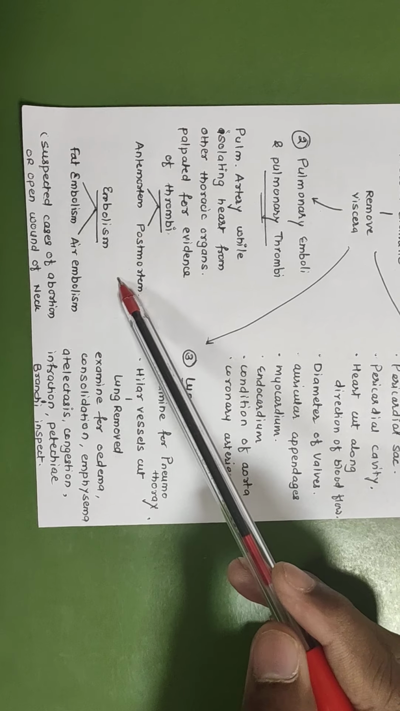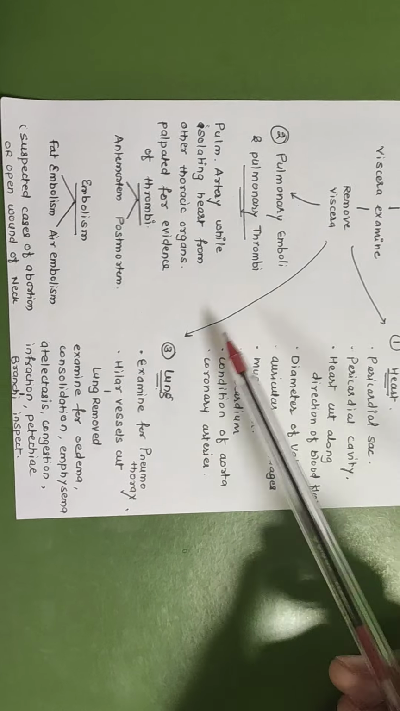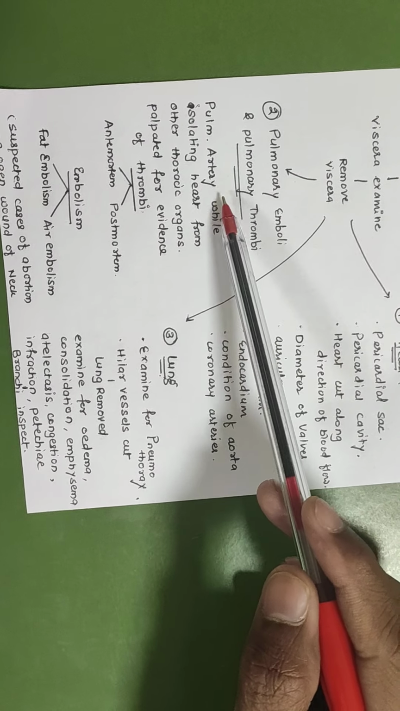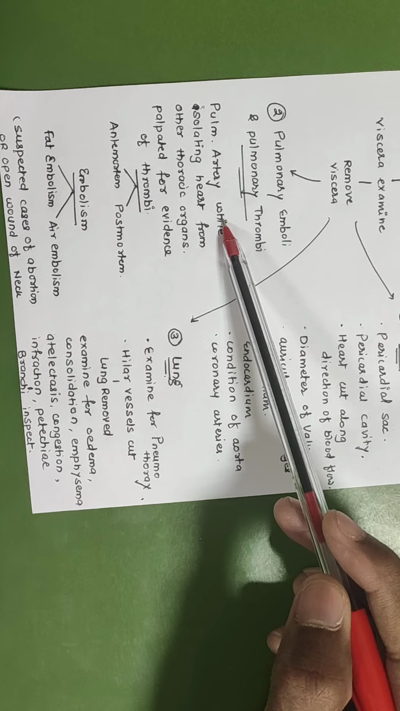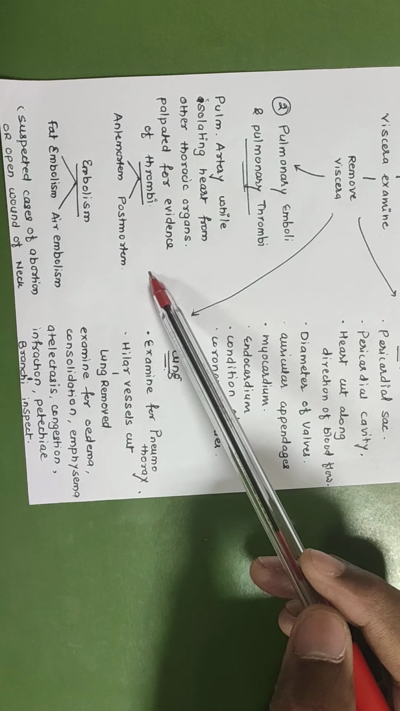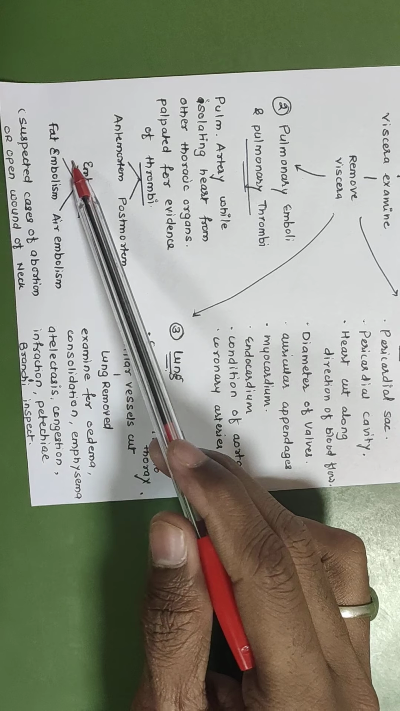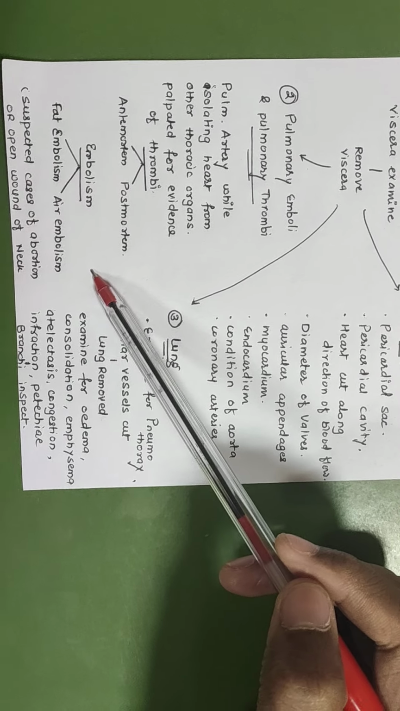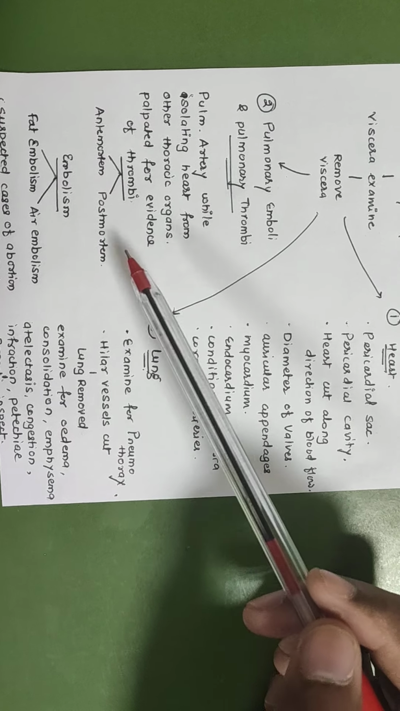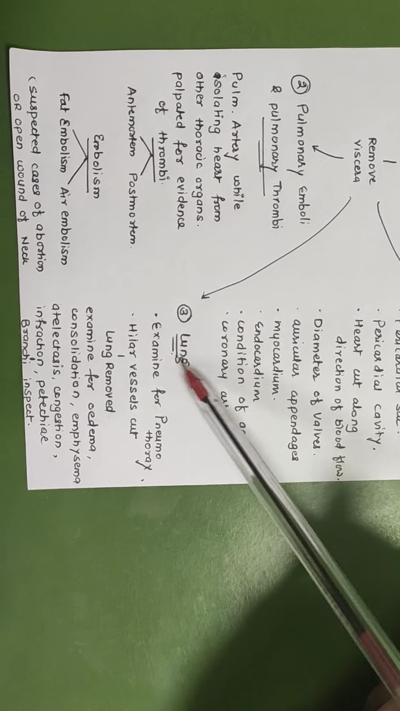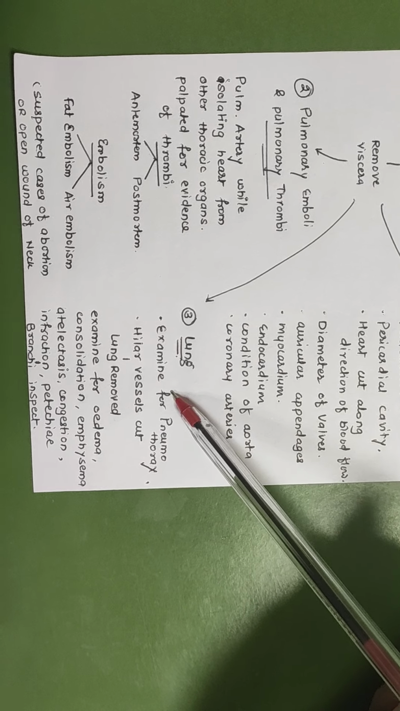Then, first of all, we studied the heart, then pulmonary emboli and pulmonary thrombus. Thrombi are antemortem or postmortem, and emboli may be fat or air emboli, which we have studied. Then after that, how is the lung examined?